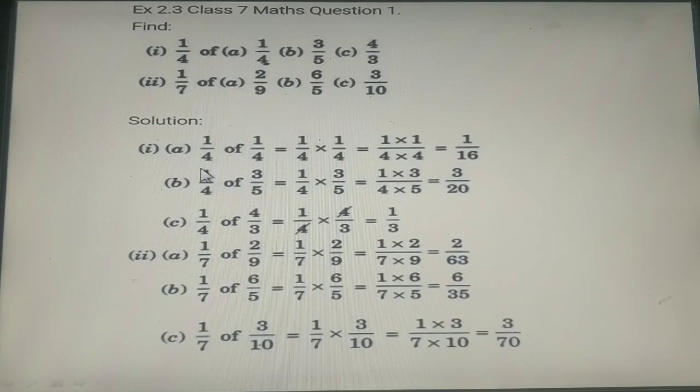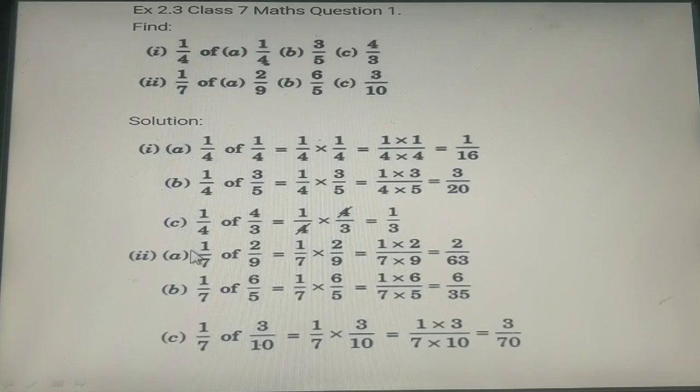Similarly, the B part, 1 upon 4 of 3 by 5 is 1 upon 4 multiplied by 3 by 5, because of has become multiplied as I told you earlier. Product of numerators upon product of denominators, the answer will be 3 by 20. In the C part, 1/4 of 4 by 3, here you will say 1/4 multiplied by 4 by 3. 4 gets cut, because 4 ones are 4, 4 ones are 4. So your final answer will be 1 by 3.